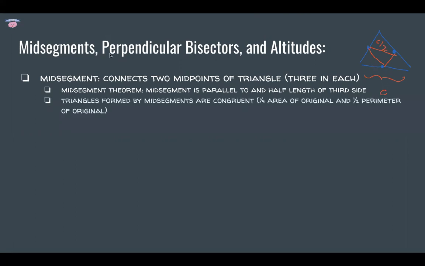Now, notice these three segments, they actually form a triangle. And this triangle is congruent to the original triangle. And you can prove that using similarity, which we haven't done yet, but you can also prove it using coordinate proof.